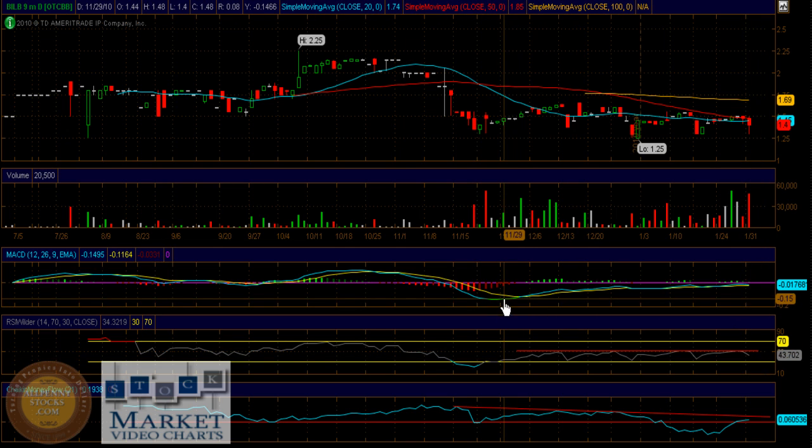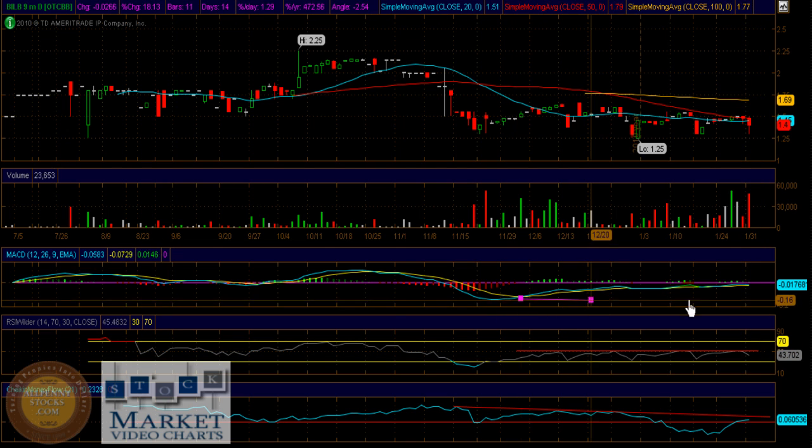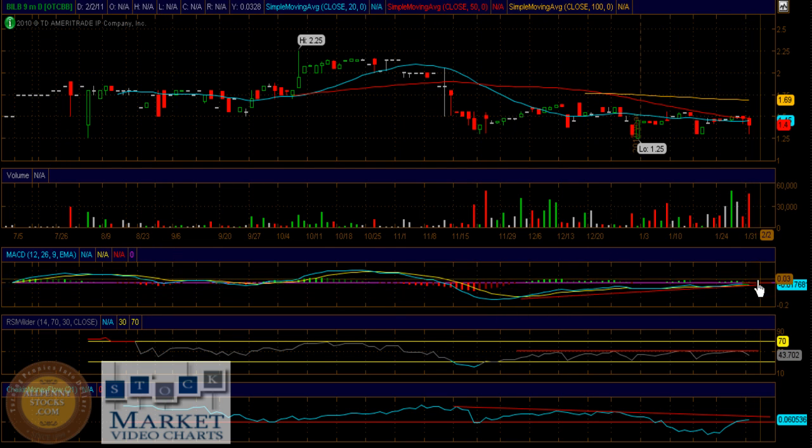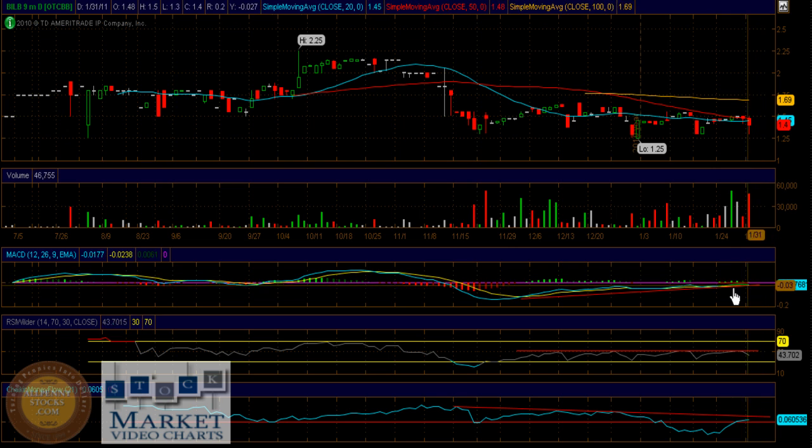One thing that I like to see is this MACD trending back towards zero. See that trend line right there? You want to see it break through the money line. The break of zero is very bullish for the MACD. That's a nice trend back towards zero at this point.